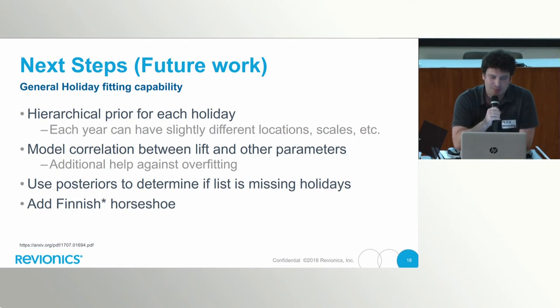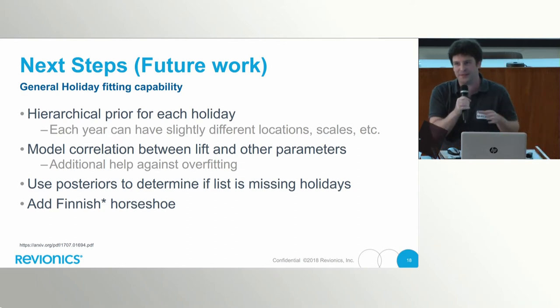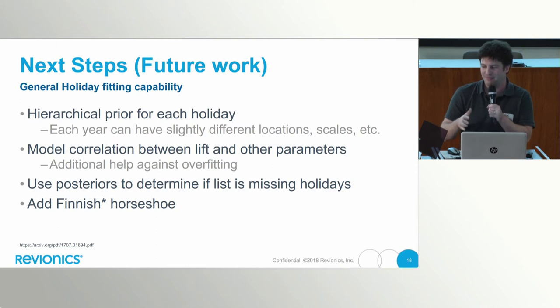The other thing we want to do is model correlation between these parameters. Sometimes what happens is you have a small lift, so it's kind of half a holiday, or it's not a very strong holiday, but the location and the scaling of the other parameters are very large, so it looks like it's just some effect happening far away from the holiday and not too much. So it just kind of gives the model too much power to fit stuff that's probably not a real holiday. And by forcing a kind of prior on the correlation between these parameters, you could probably avoid that.